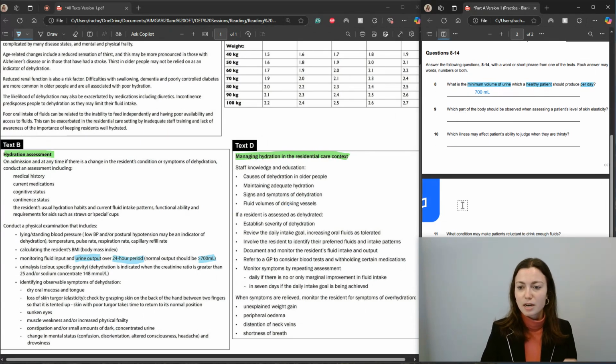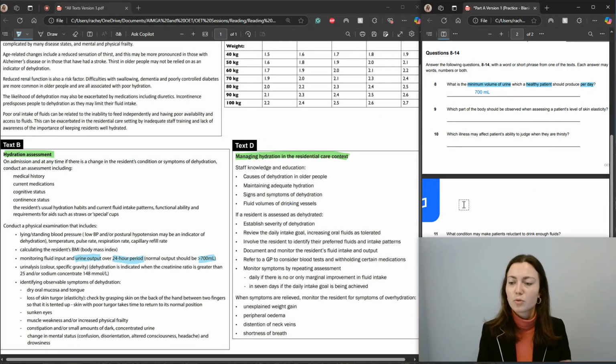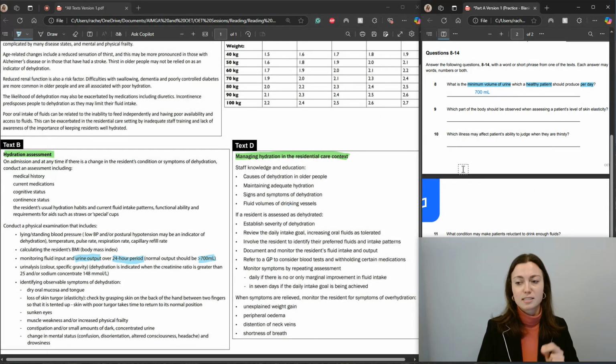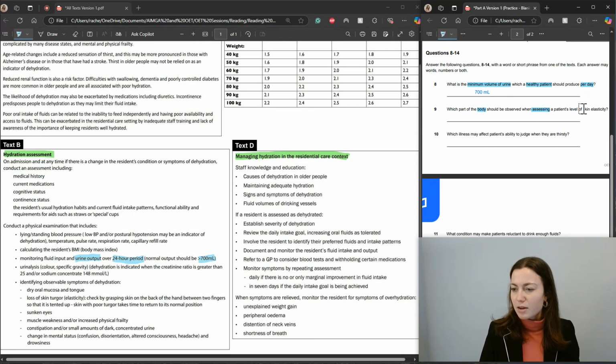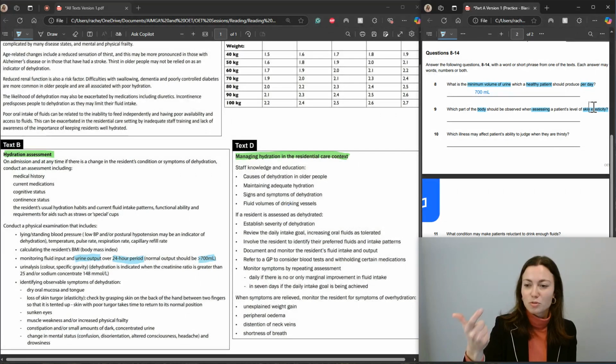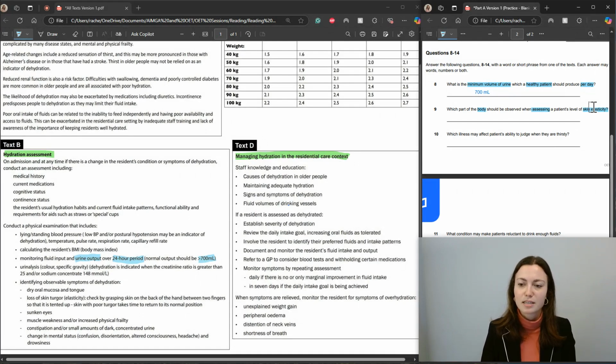All right, number 9, which part of the body should be observed when assessing a patient's level of skin elasticity? So a couple of things. We're looking for specifically a body part, so that's one clue. We see the word assessing, so that should be, again, helping us to guide to which text is likely to have it. And then we have level of skin elasticity, another word, a bit like with urine, that's hard to substitute for, so you're probably going to see something like that in the text. So if I'm seeing the word assessment, I'm going straight to text B here.